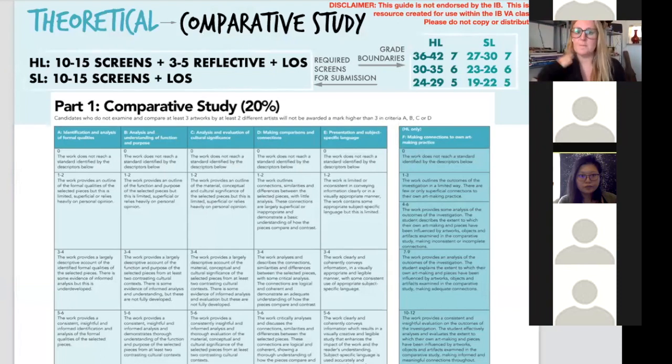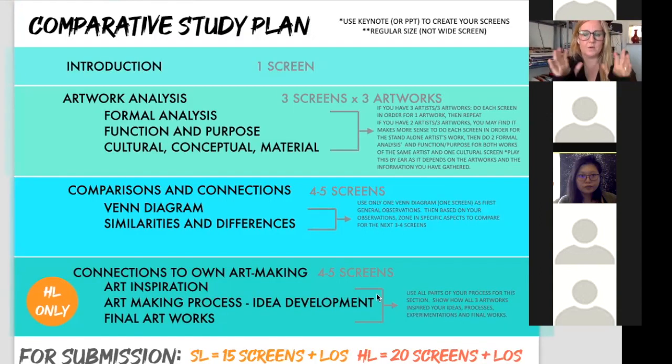So for the comparative study, again, I go straight from the rubric. I just put the rubric in so we all remember what the comparative study is asking for. Here we are. Sorry, I'm just reading the chats. Okay, so this is how I get my students to set up. It's very formulaic.